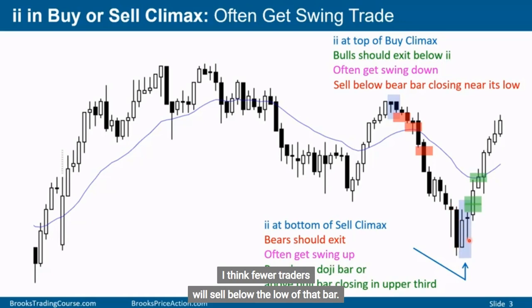Down and up, I think fewer traders will sell below the low of that bar. If the next bar is a bear bar closing on its low, they might sell below that, because then the probability would be better.